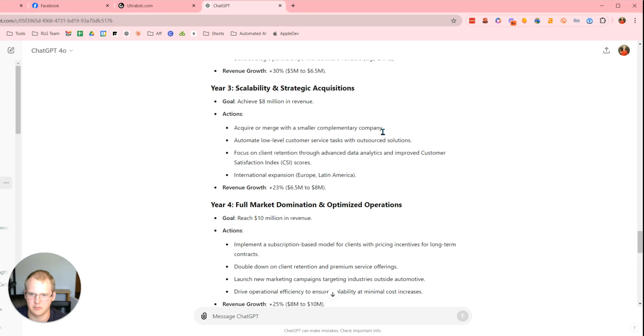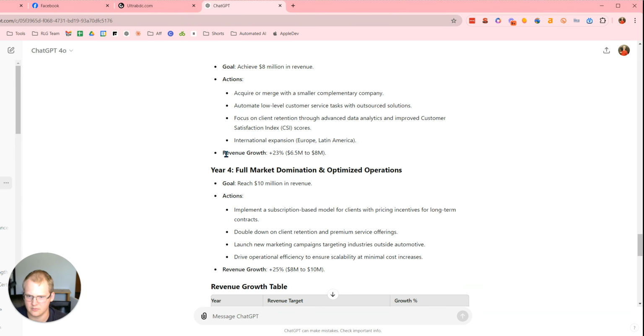Year 3, scalability and strategic acquisitions, right? Achieve $8 million in revenue. Actions: acquire or merge with smaller complementary companies, right? Automate low-level customer service tasks with outsourced solutions, or in my opinion, you can do this with chatbots for the most part, because you can give them all the background on it. Basically using their own AI system for their own business, essentially. So revenue growth 23%, so it slows down a little bit, but they're still at nearly 25% growth, 6.5 to 8.